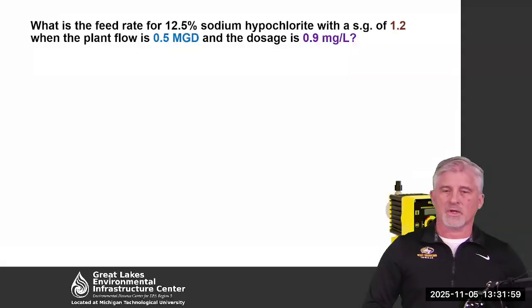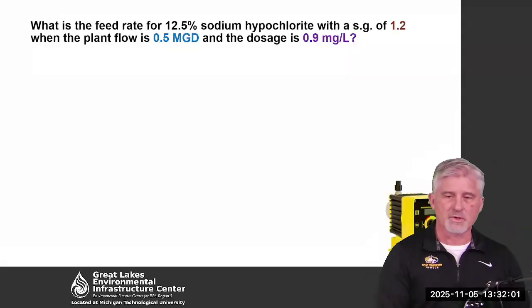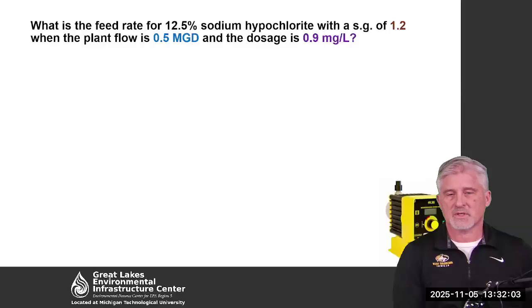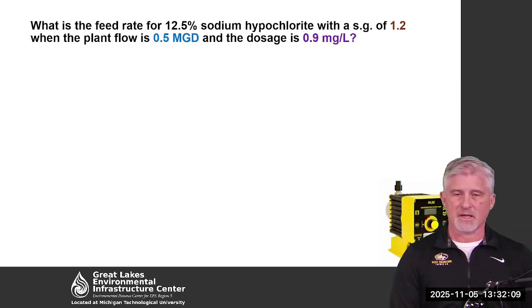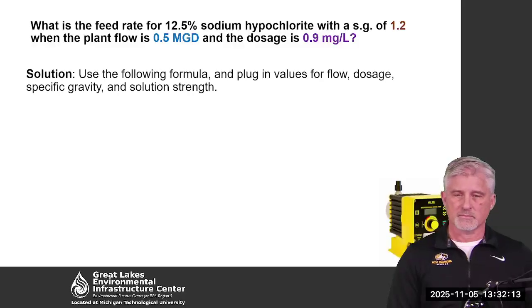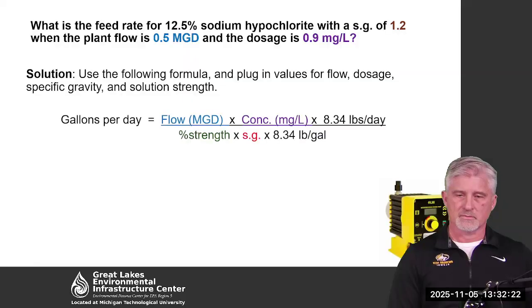All right, so we'll look at an example for liquid chlorine. What is the feed rate for 12.5% sodium hypochlorite with a specific gravity of 1.2 when the plant flow is 500,000 gallons a day and the dosage is 0.9 parts per million? Use the following formula and plug in the values for flow, dosage, specific gravity, and solution strength. All right, so this is the formula we used previously.